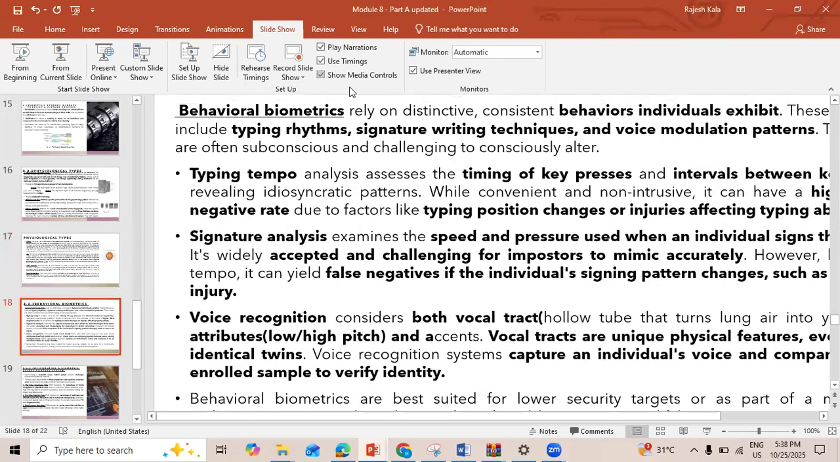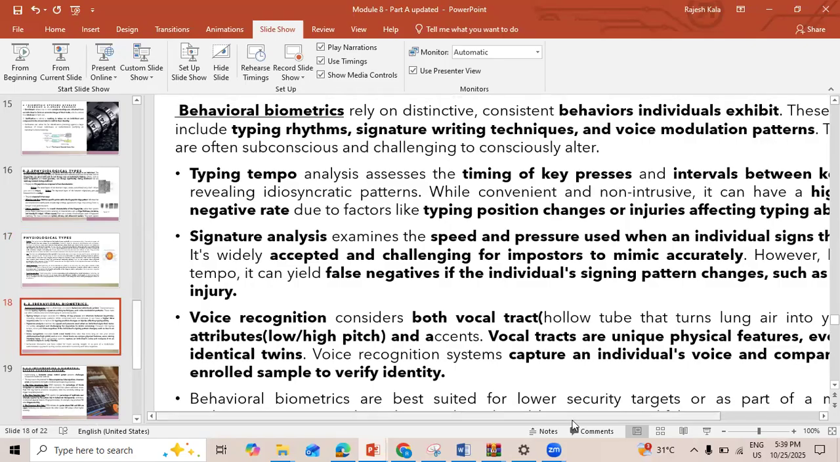Now we have behavioral. Behavioral means how the individual behaves. His typing rhythm, how fast he's typing, what is the speed of typing, what is the time gap between each typed letter, how you put the signature, how much force he puts to write the signature, what about the voice modulation, everything. So here, typing tempo is the timing of key presses, how he pressed that key.